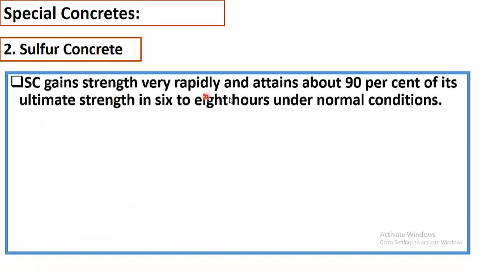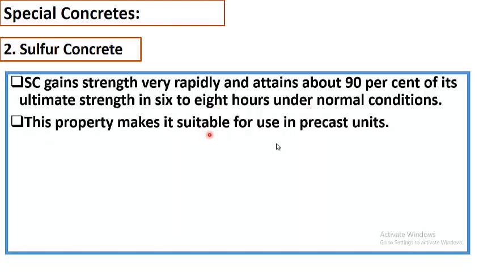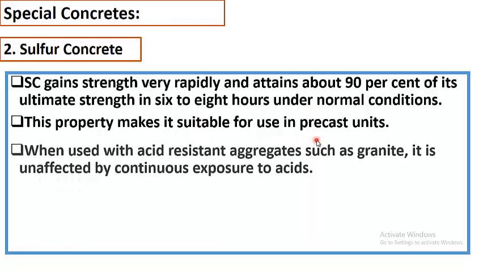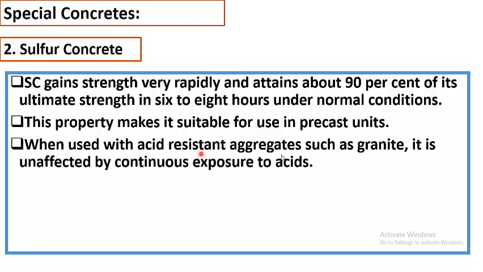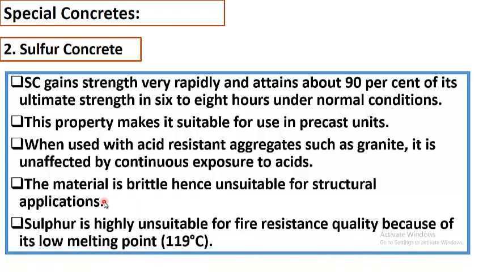Sulfur concrete gains strength very rapidly and attains about 90% of its ultimate strength in 6 to 8 hours under normal conditions. This property makes it suitable for use in precast units. When used with acid-resistant aggregates such as granite, it is unaffected by continuous exposure to acids. The material is brittle, hence unsuitable for structural applications. Sulfur concrete is highly unsuitable for fire resistance because of its low melting point, that is 119 degrees centigrade.